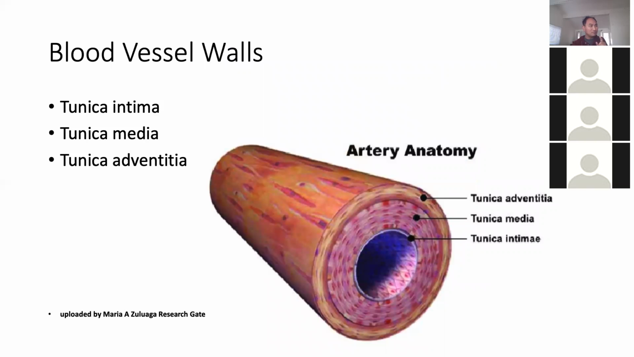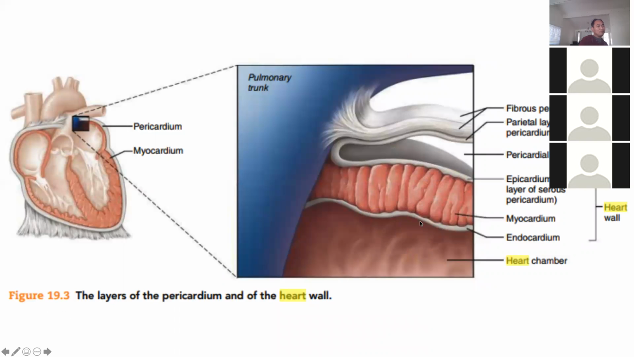Blood vessel wall, how many layers? 3. Innermost endothelial layer, tunica intima; middle layer, tunica media; outermost layer, tunica adventitia. That is the blood vessel wall anatomy. The heart: innermost endocardium, middle myocardium, and outermost pericardium. Pericardium has 2 layers, visceral pericardium and parietal pericardium.